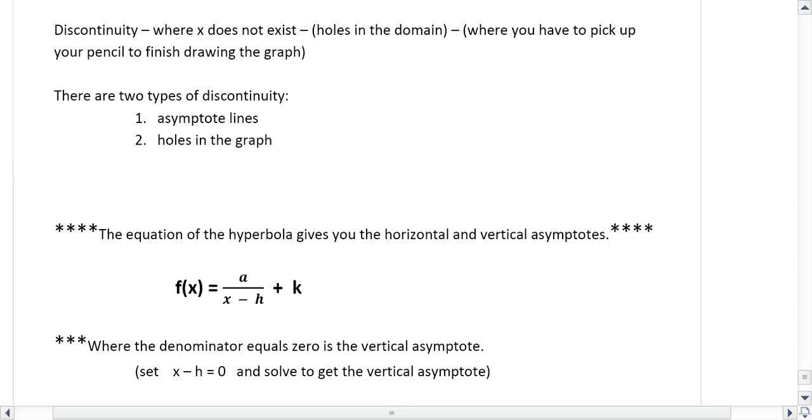All right, another term to be familiar with is points of discontinuity. I tried to say this 3 different ways. It's where x does not exist. It is a hole in the domain. It is where you actually have to pick your pencil up to finish drawing the graph. When we were doing the algebra sections of this chapter, we called these excluded values. This was one of the reasons we spent so much time on these, because of what happens when we graph. So excluded values are where the graph does not exist.